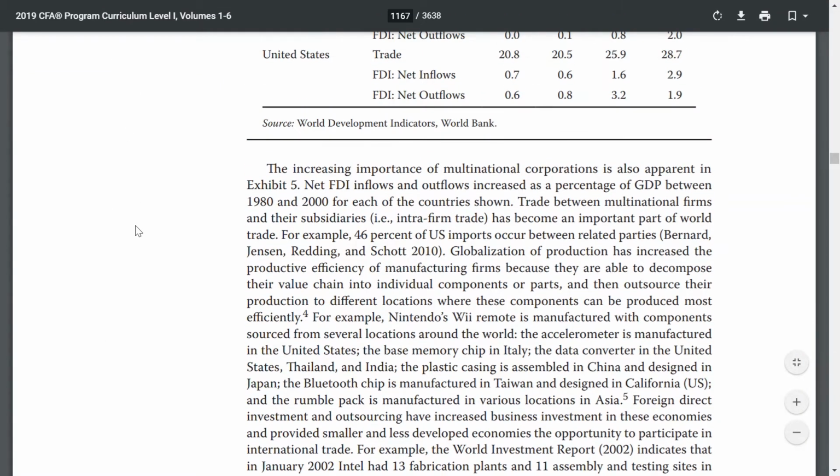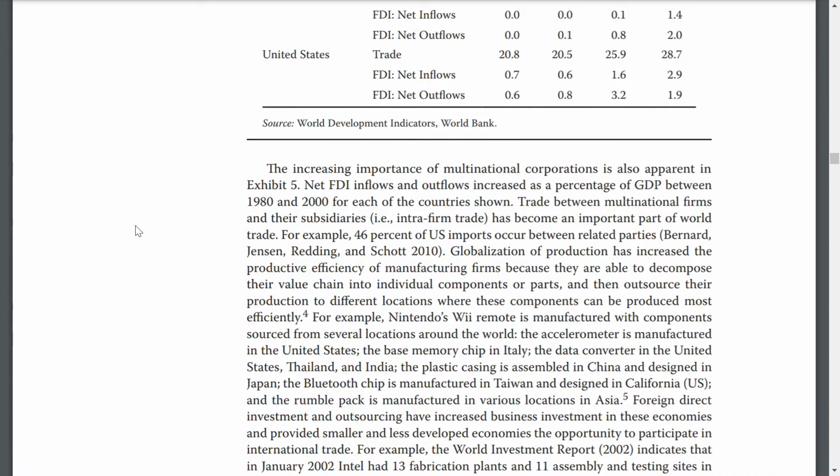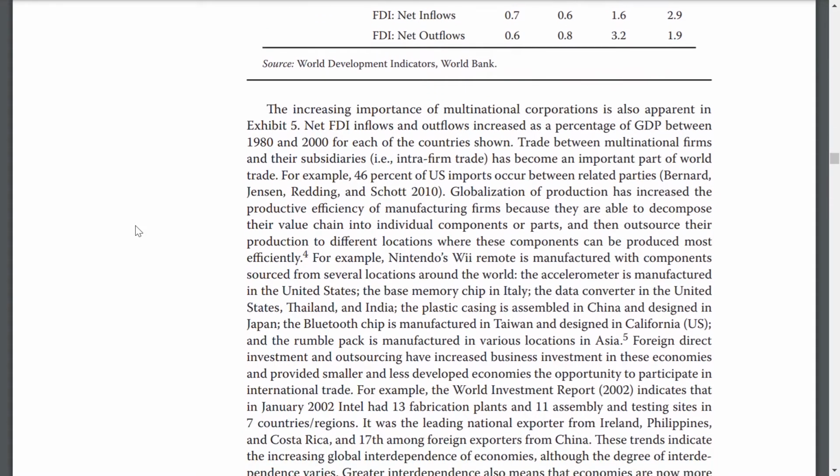The increasing importance of multinational corporations is also apparent in Exhibit 5. Net FDI inflows and outflows increase as a percentage of GDP between 1980 and 2000 for each of the countries shown. Trade between multinational firms and their subsidiaries, i.e. intra-firm trade, has become an important part of world trade. For example, 46% of U.S. imports occurs between related parties.